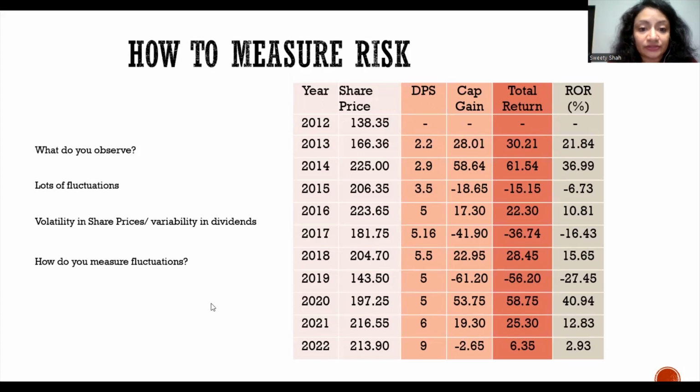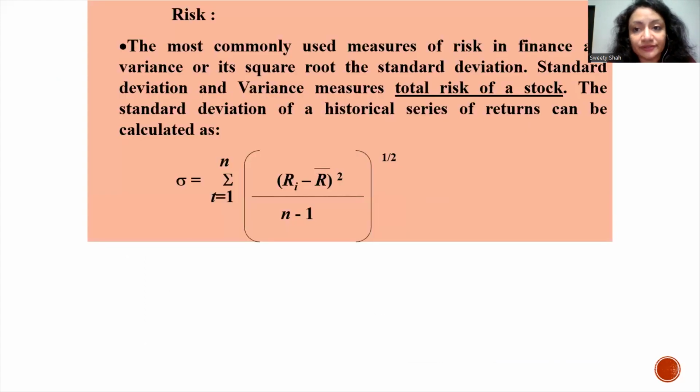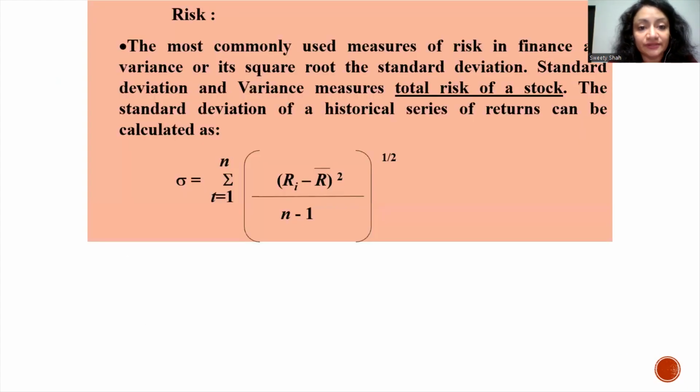Now to calculate this fluctuation, generally we apply one tool, and that tool is denoted as standard deviation. This standard deviation helps us to understand the variation between the return that you are expecting and the return that you are generating. So the statistical tool standard deviation would help us to understand this variation, this deviation.